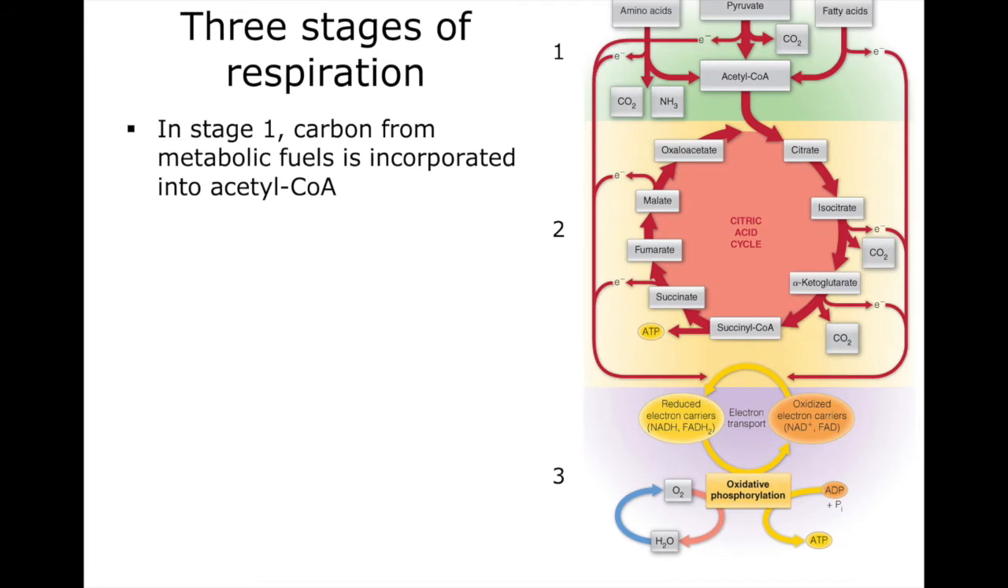In this video, we're going to discuss the citric acid cycle. So first, let's talk a little bit about the three stages of respiration. Our first stage would include glycolysis and also the breakdown of some other molecules such as amino acids and fatty acids in order to produce acetyl-CoA. Of course, glycolysis produces pyruvate, which then is converted into acetyl-CoA by the pyruvate dehydrogenase complex.